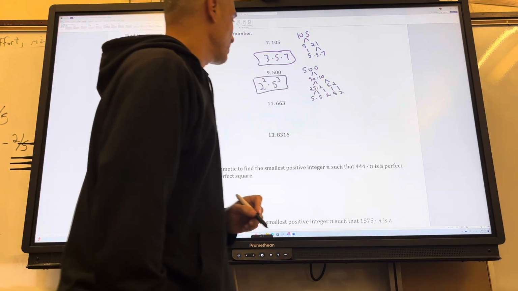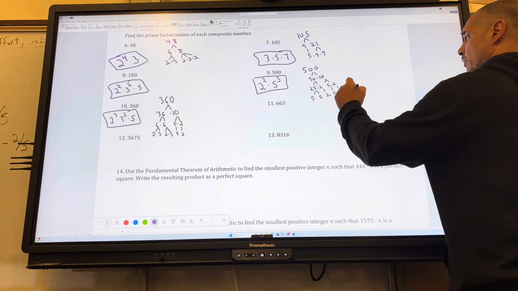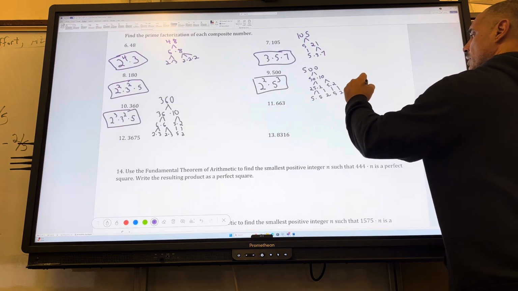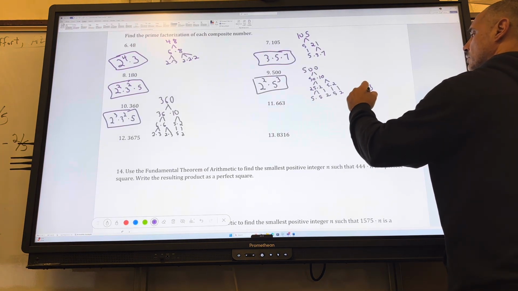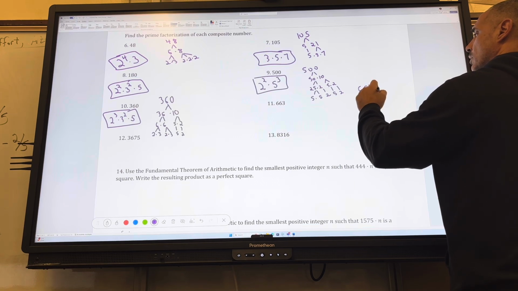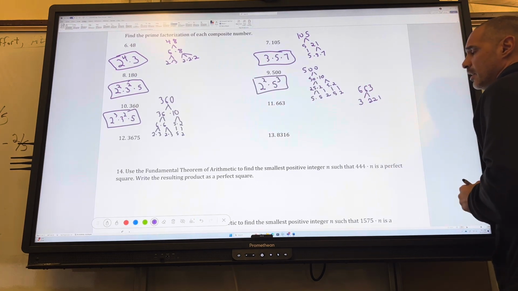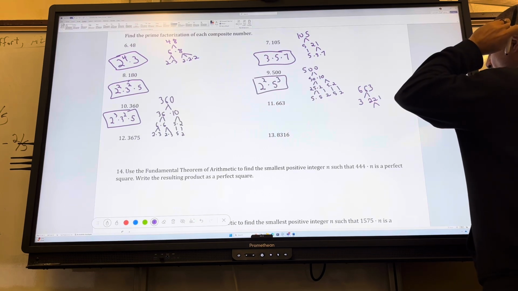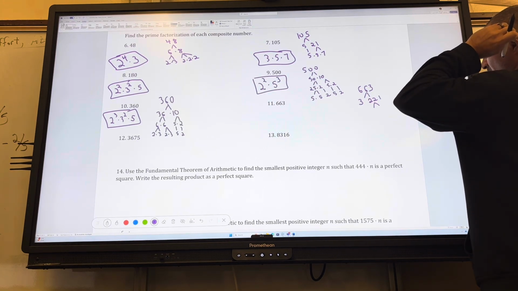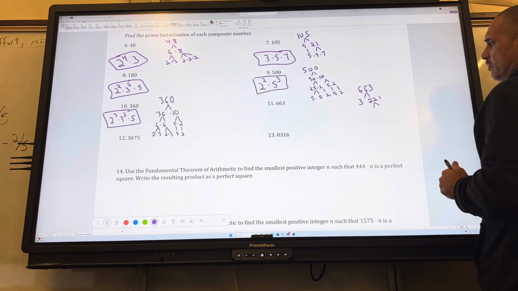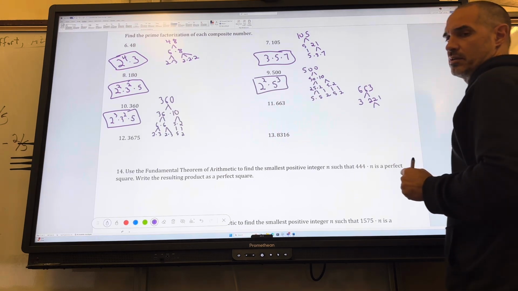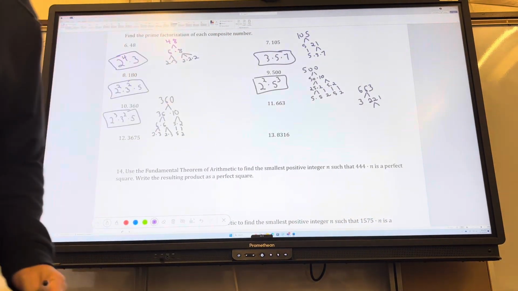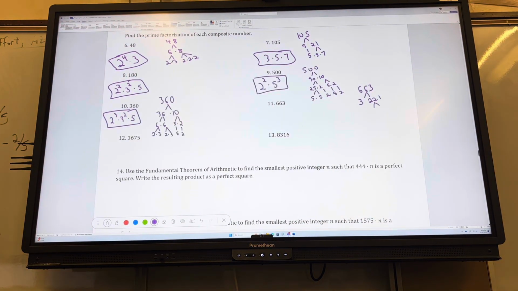663, looks like 3 is going to go into that. 663, 3 goes into 21, goes into 221. 221, I don't know. Let's see. Let's use the calculator.